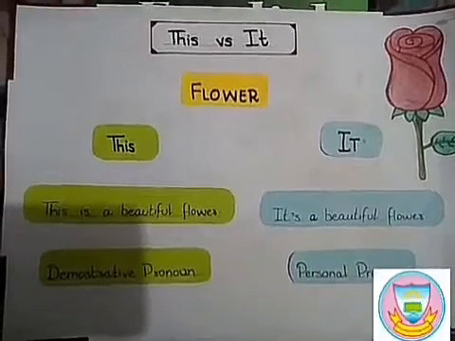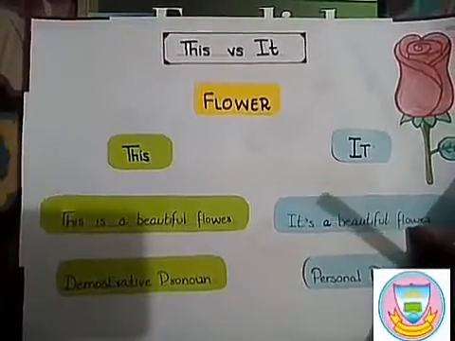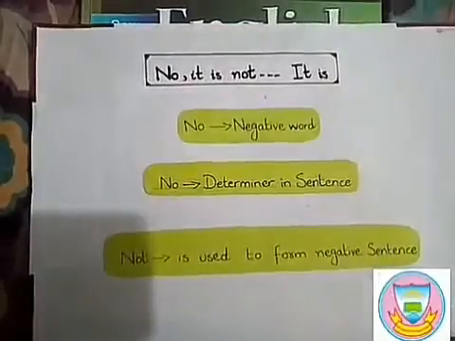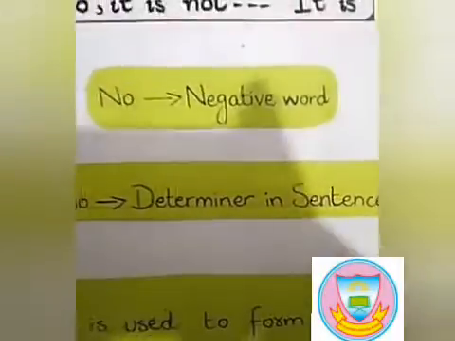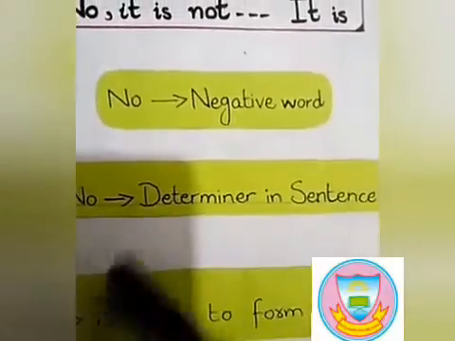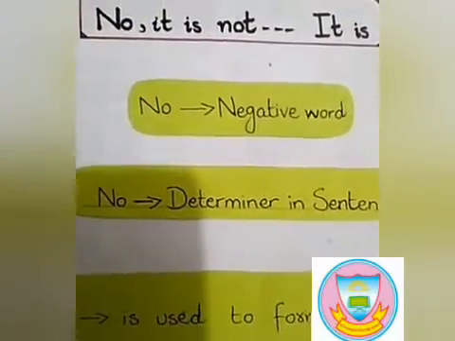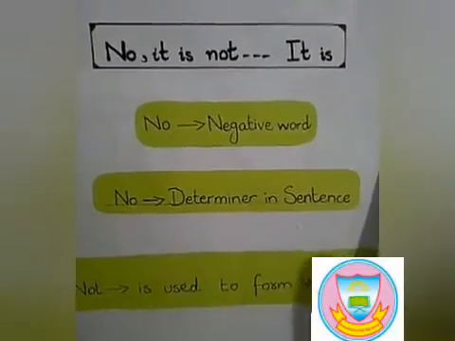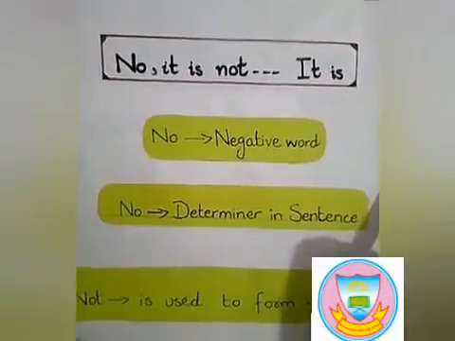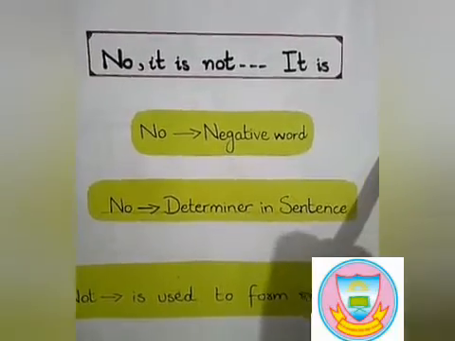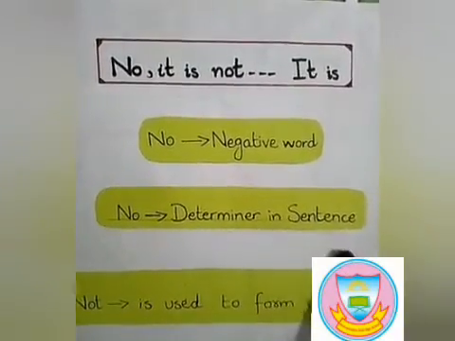Now, let's have a look at "no", "it is not", and "it is". Here, "no" is a negative word. "No" is used as a negative word. As an example, if I ask you, "Do you play cricket?" then you answer me, "No." So, "no" is used as a determiner in a sentence.